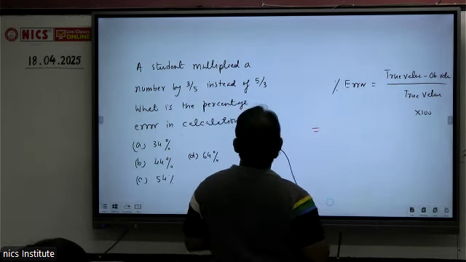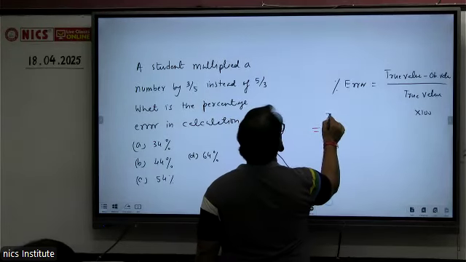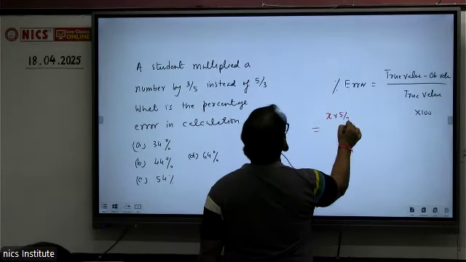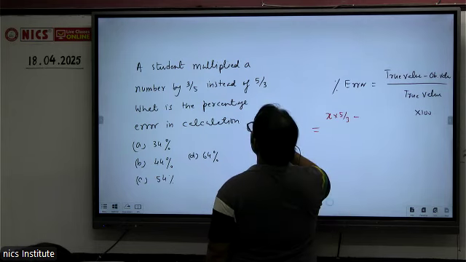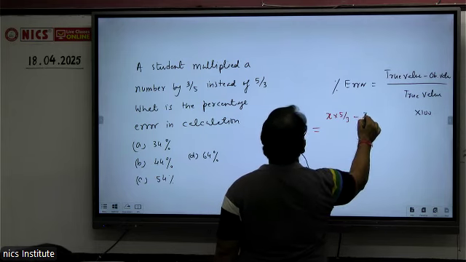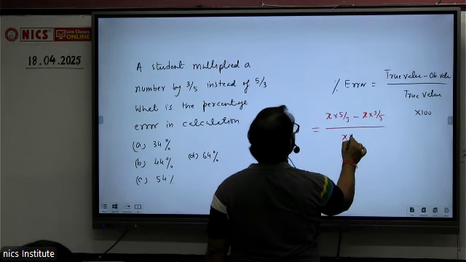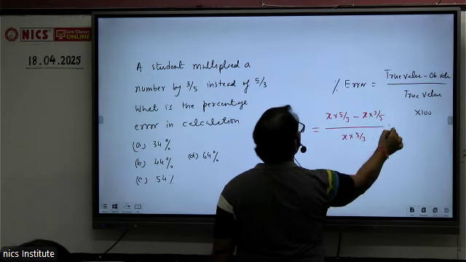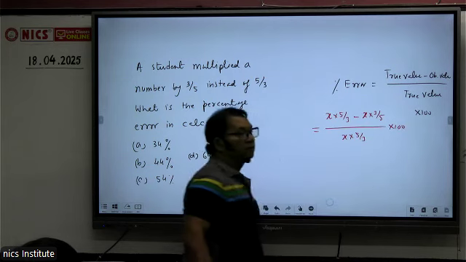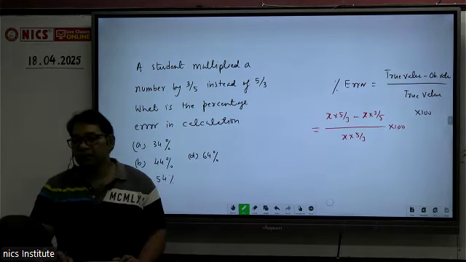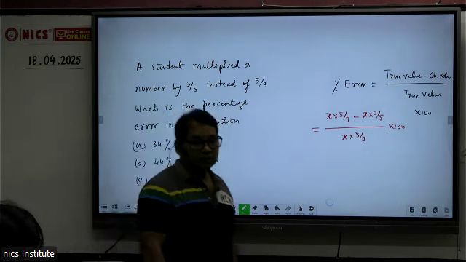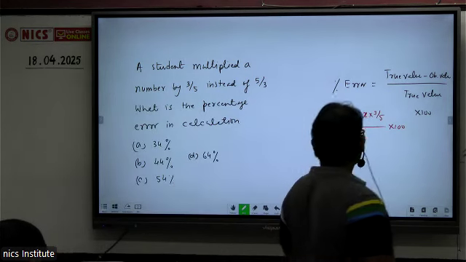So suppose the true value is x into 5 by 3. The wrong value or the observed value would be x into 3 by 5, divided by x into 5 by 3, into 100. X will cancel. X is cancelled.